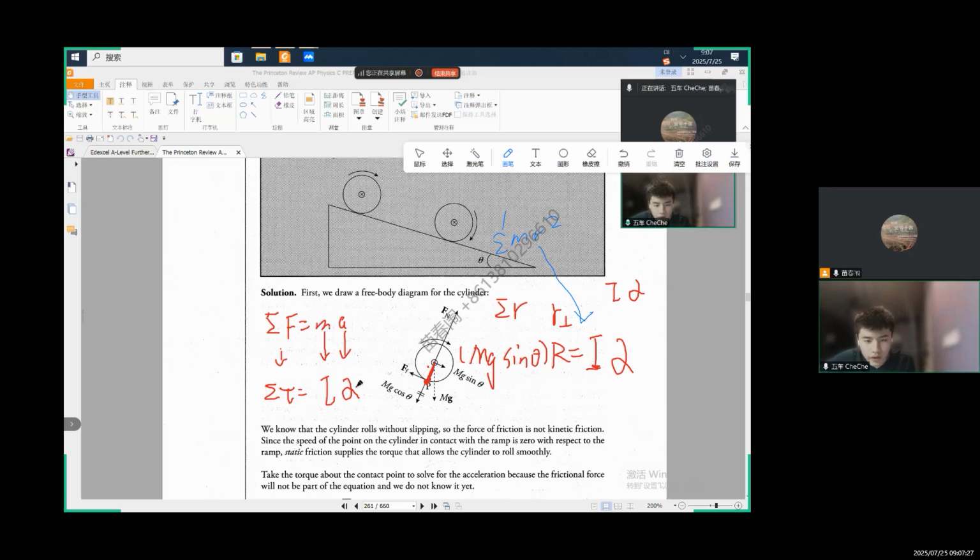Wait, so alpha is just I times alpha is the acceleration of the angle. Yeah, alpha is the angular acceleration. Oh, so it's this, right? Yeah, and so what's the I for this time? 1/2 mass times radius squared. We just find the cylinder's one from the previous question. Remember that?